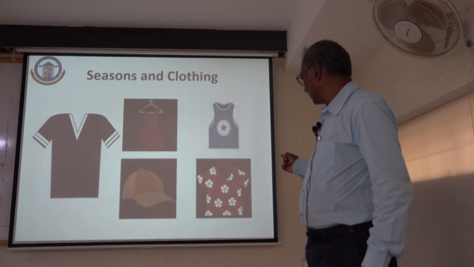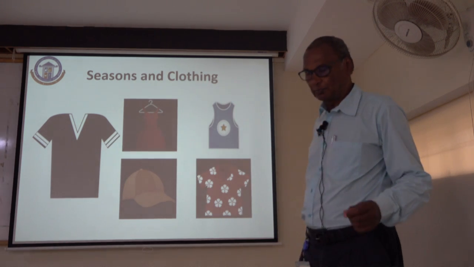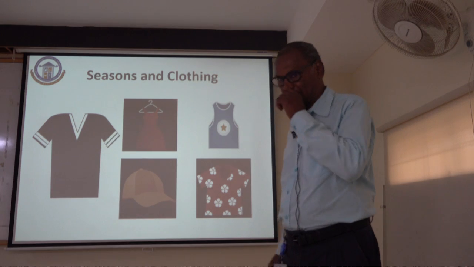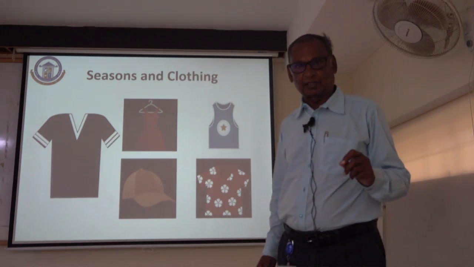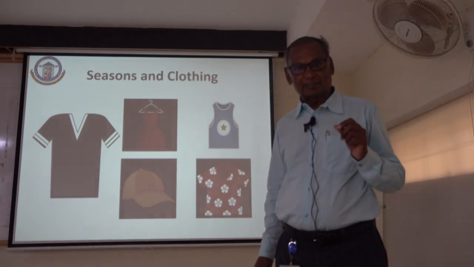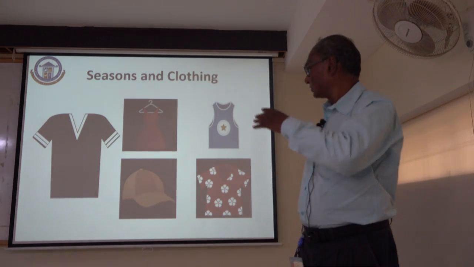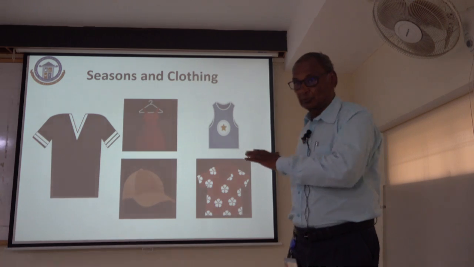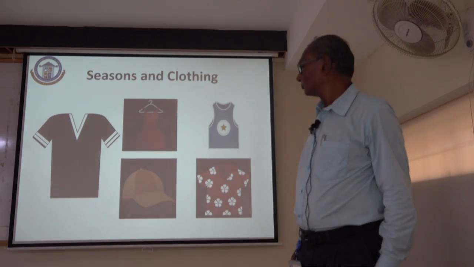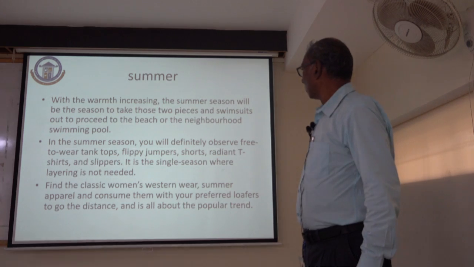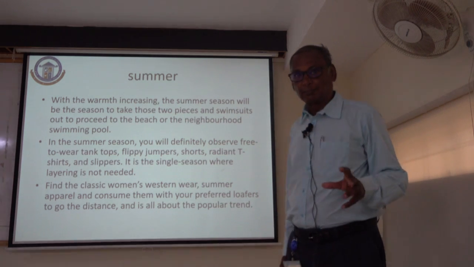Now here you can see for spring we use bright colors like orange. Most of the time it is made of cotton, or a higher percentage of cotton and a lower percentage of polyester. So this is basically for spring, as soon as you look at it.